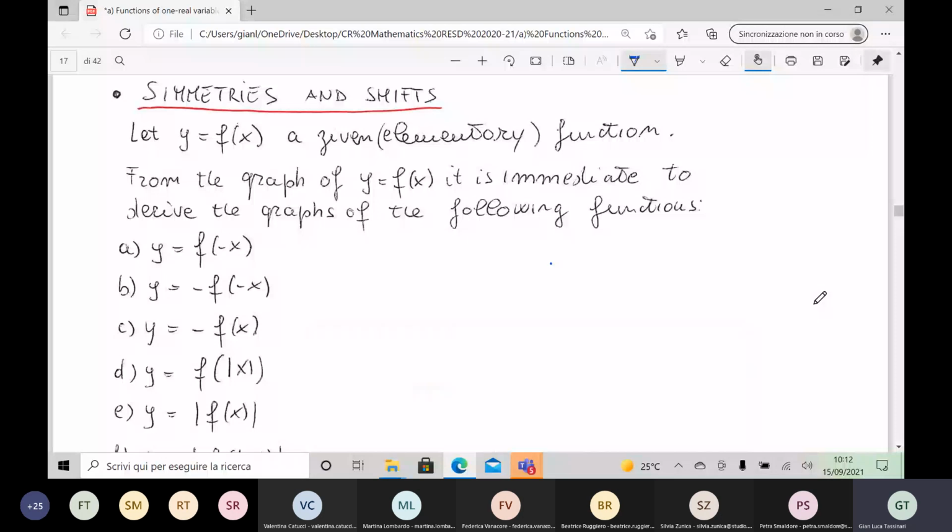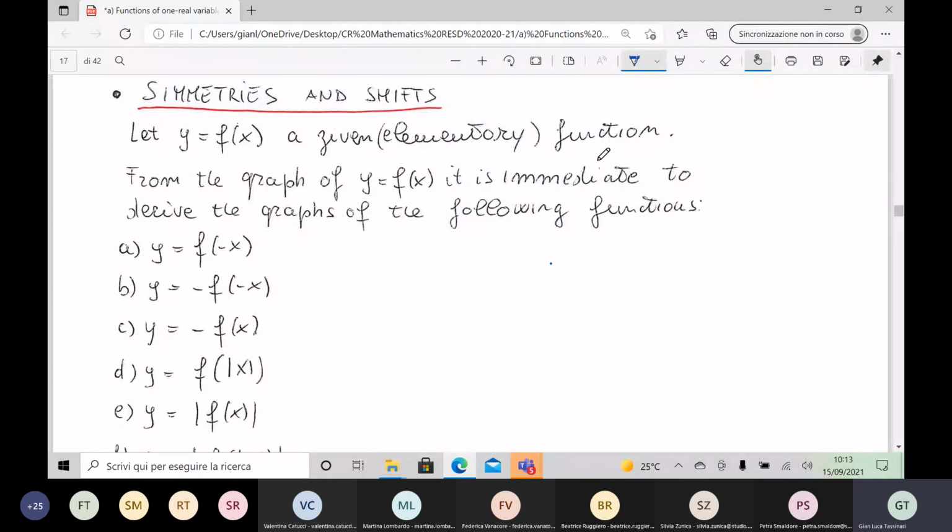So I want to show you something about symmetries and shifts for very elementary functions, okay? So let y equal f of x, a given elementary function. That is one of the functions you should be able to plot almost immediately, like y equal to x to the power 2, x to the power 3, x to the power 4, square root of x, cubic root of x, root of order 5 of x, 1 over x, 1 over x squared, 1 over x to the power 3. The basic functions we studied yesterday, or exponential 2 to the power x, logarithm with base 1 over 2 of x. These are the elementary functions that we saw.